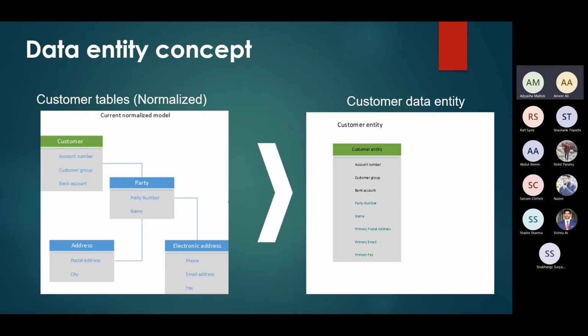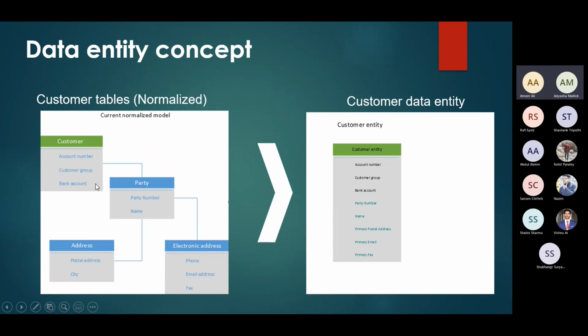So as I was telling you, the data entity concept is that we will not deal directly with the tables. For example, the customer table is in a normalized fashion, so it will have only limited fields, for example, account number, customer group, and bank account. Similarly, the other details with respect to the person will be stored in the party table. The customer address will be stored in a different table, that is the address table, and his phone number and other contact details will be stored in a different table.